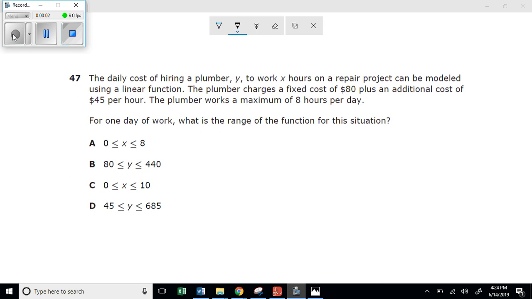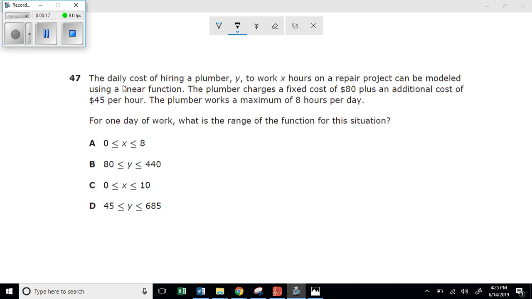This is an example of a word problem in which you can convert the word problem into an equation and then use your Nspire calculator to help you find the solution. This is a problem from a 2018 STAR release test.